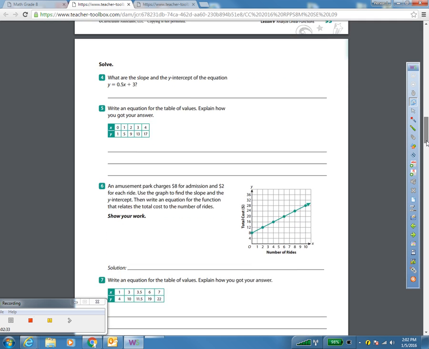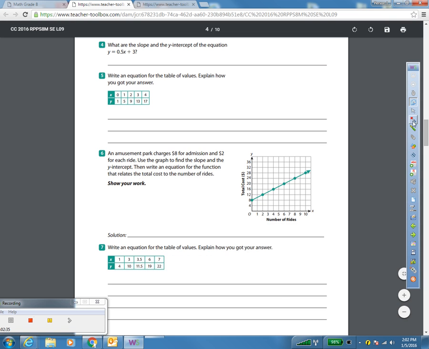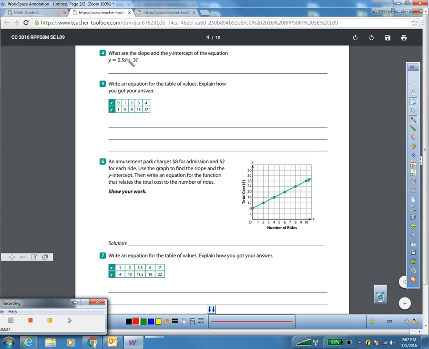And on the next page, you're going to do number 4, 5, and 6. So number 4, it says, what are the slope and y-intercept of the equation? So here's your number in front of x. That's your slope, or your m. And when x is 0, if we were to plug in 0 here, we would get a y-intercept of 3. So your y-intercept would be 3. That's your starting point.